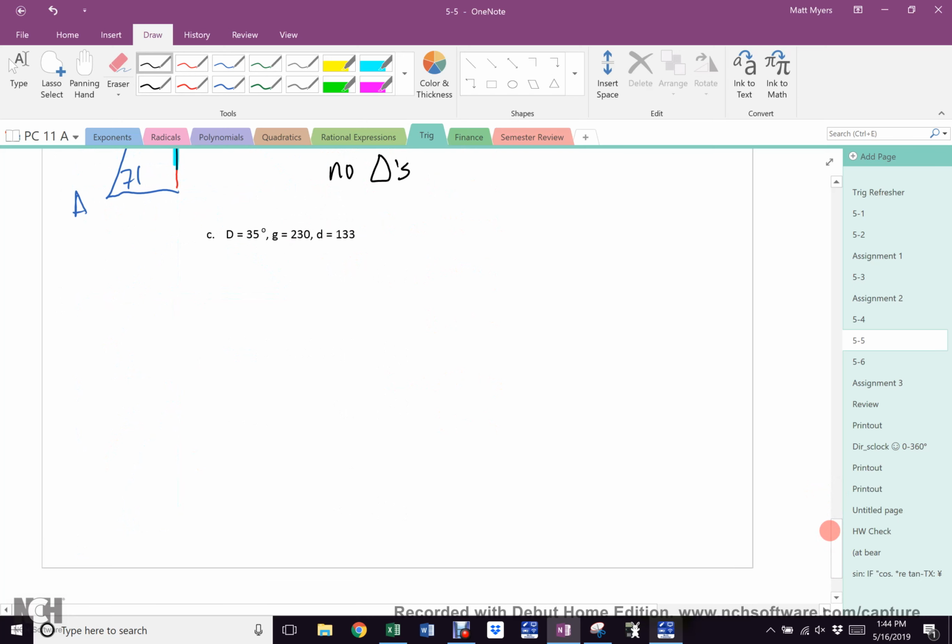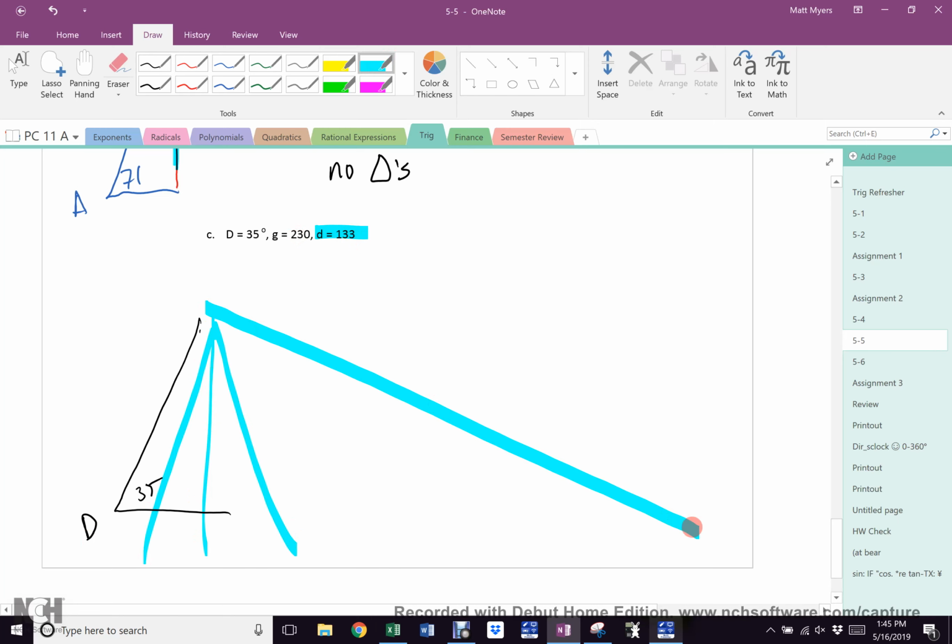What's weird about C? Different letters. Does the math change? No. Instead of A, how big is this angle? 35, and it's a D. G is 230, D is 133. What are the options for 133? Down, left, right, or way out? Yes? Do I know which one it is? I cannot until I check what? Q. How can I check Q?